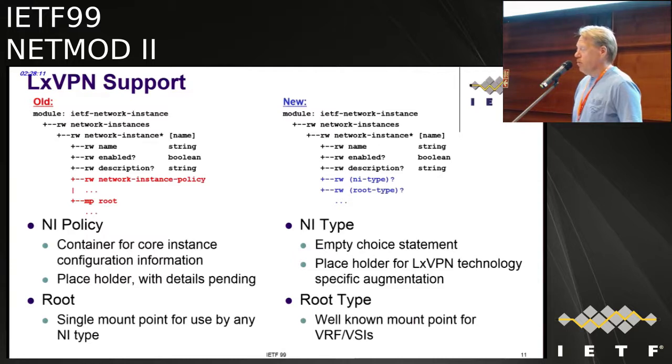Because a network instance corresponds directly to an L2 VPN and L3 VPN, and we have a third type that's a combination, for your integrated routing and bridging of an L2, L3 VPN. We added mount points for those, and we also added an NI type. Now the NI type is also a choice where, via augmentation, you put information that's always applicable to that type of VPN.